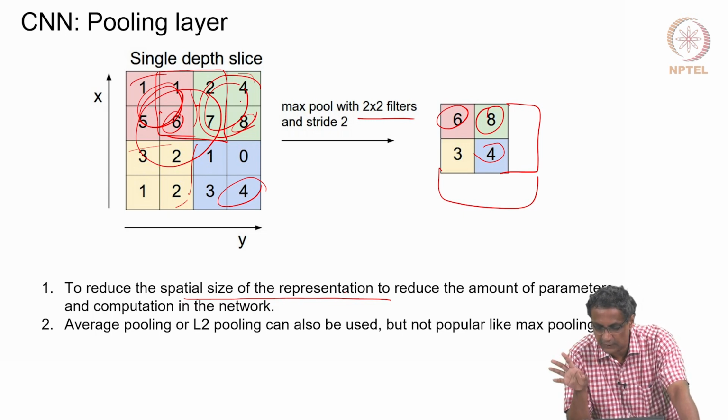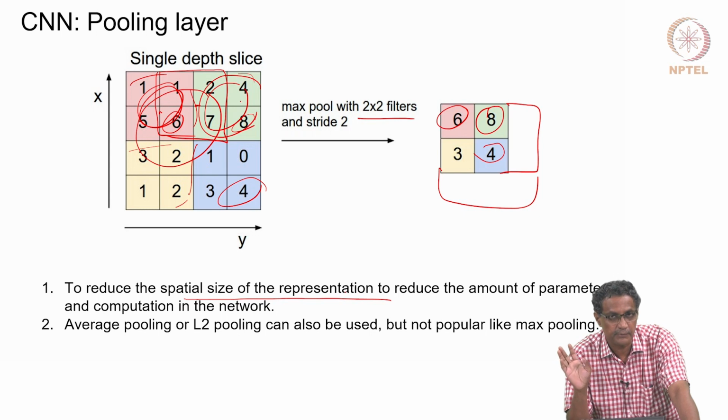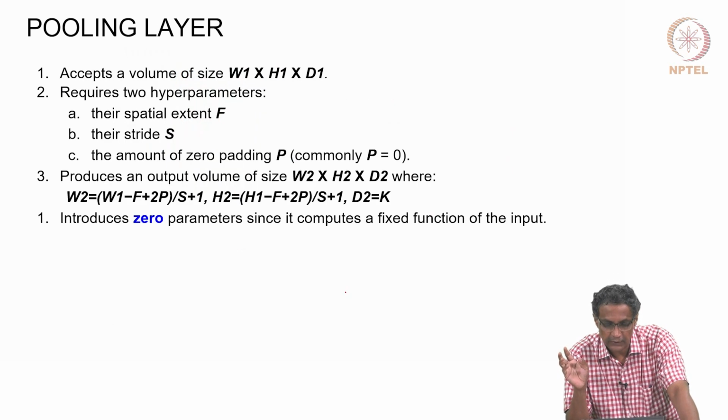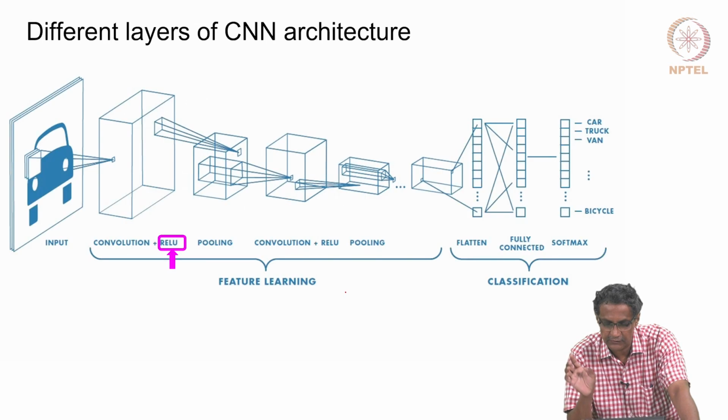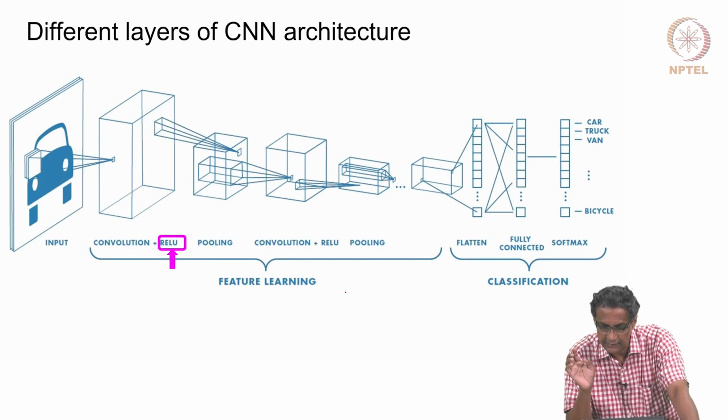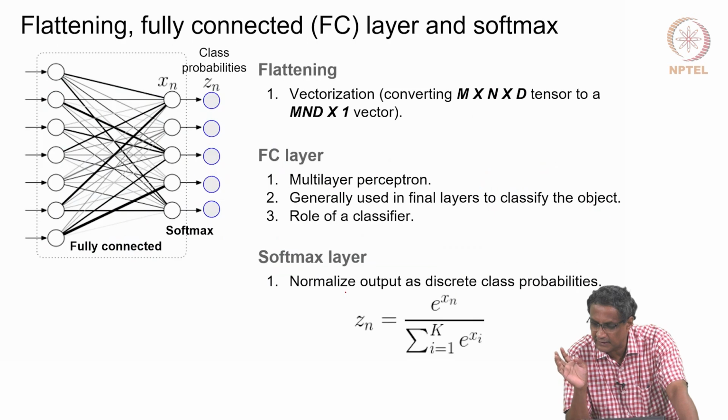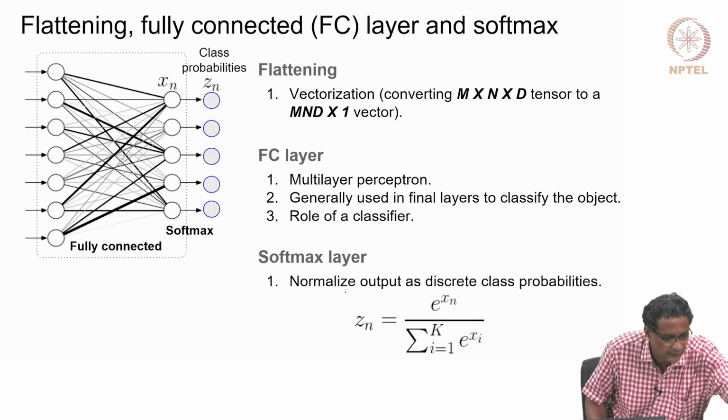Of course, average pooling can also be used, but it is not as popular as max pooling. And the formula is exactly the same. You can cross check all this. I don't want to do this, please go ahead and cross check. And the ReLU, flattening, softmax, all this you know. So let me go to the next one.